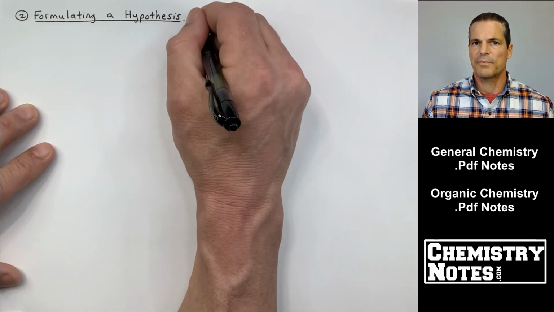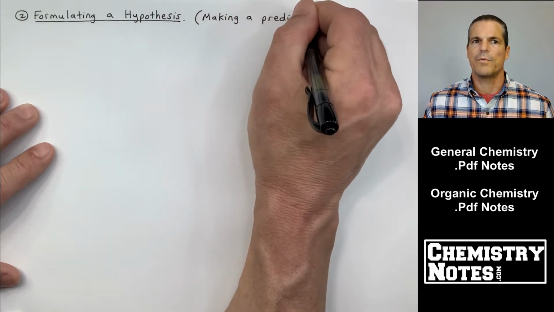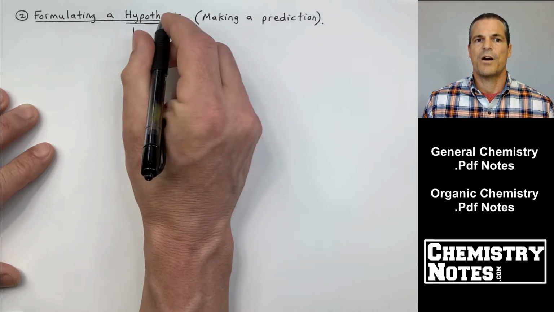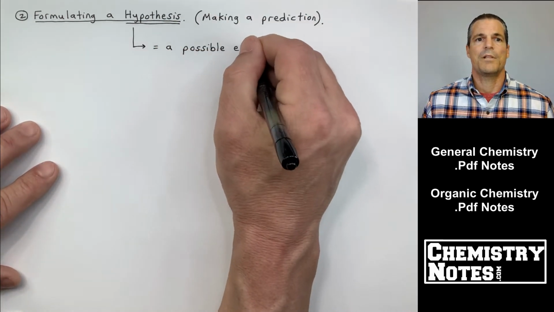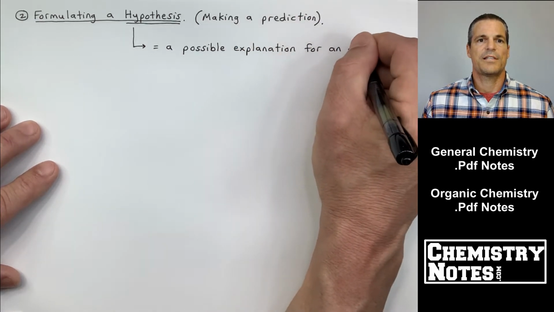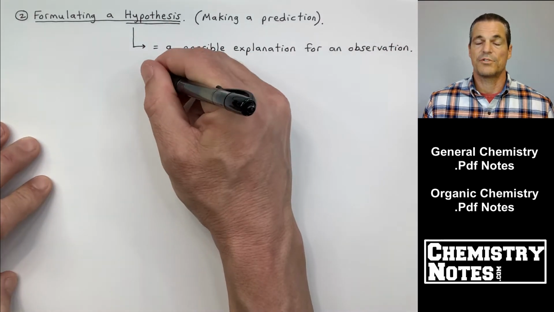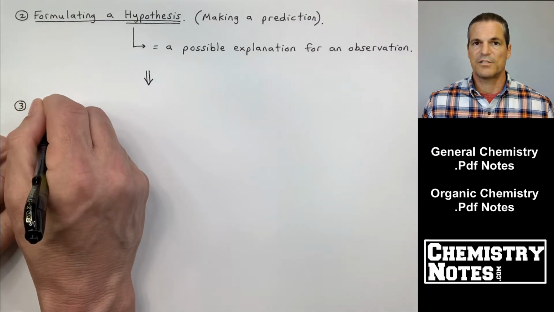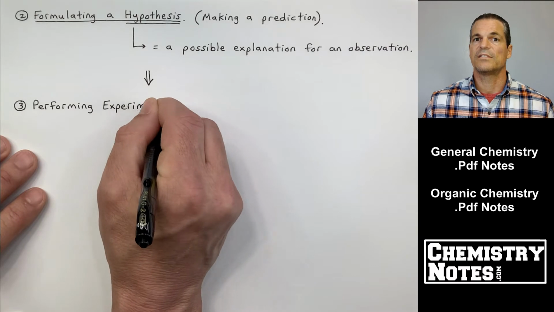So after we make observations and we collect data, we develop an opinion and we begin to formulate a hypothesis. Formulating a hypothesis is also referred to as making a prediction. Let me define hypothesis for you. Hypothesis: it is a possible explanation for an observation. So it's your possible explanation. You haven't tested it. It's not tested, tried, and proven. It's just what you think right now in step 2.